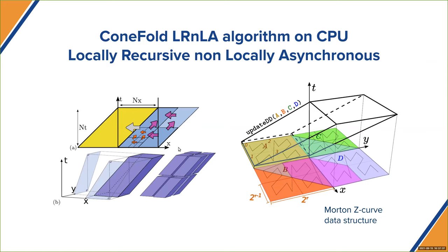Here is one algorithm that we have implemented for lattice Boltzmann on CPU, the ConeFold algorithm. Here is the simulation domain depicted in this cube. We cover it with these slanted prisms. These slanted prisms have a rule of subdivision. If a subtask falls outside the domain, we treat it as an empty task that has nothing to do. And we subdivide the tasks only inside, find the dependencies between them, and implement them in a parallel code. It is easy to use the Morton Z curve data structure for such kinds of algorithms.